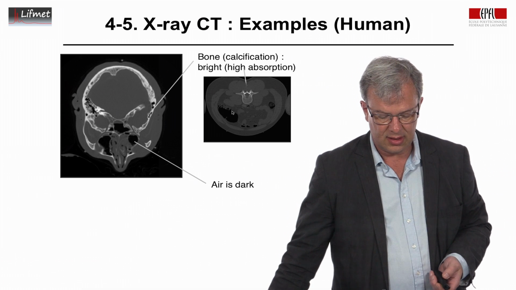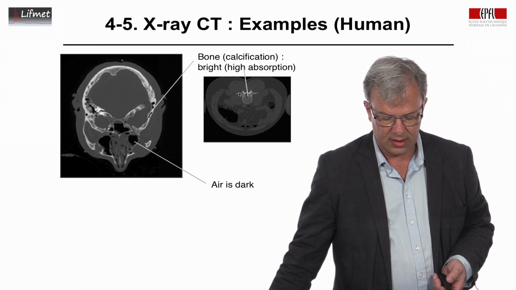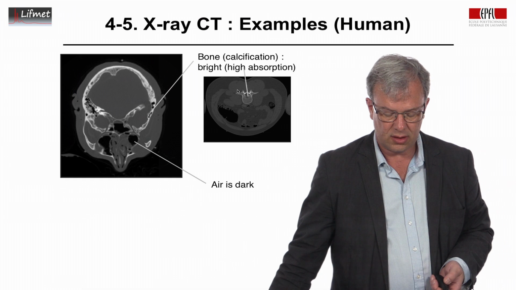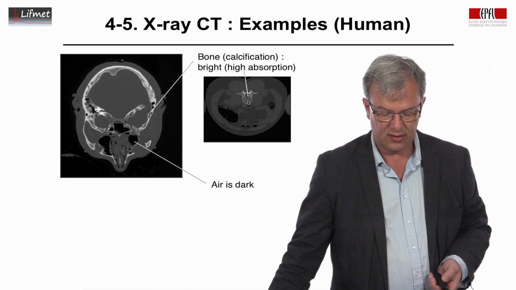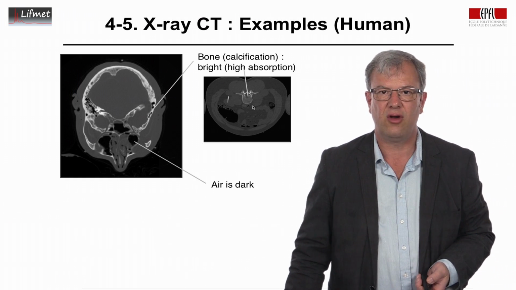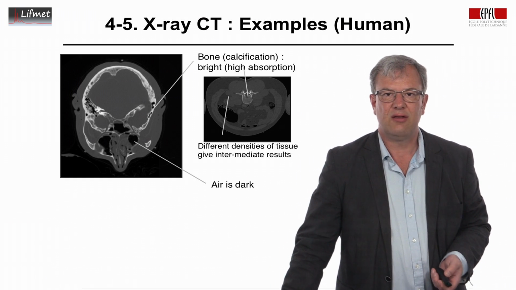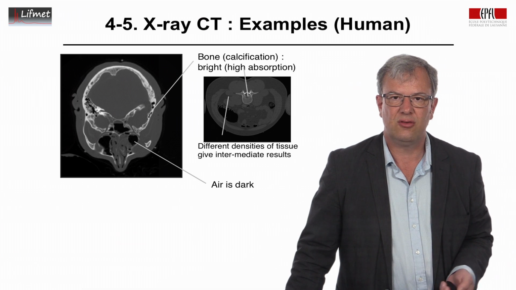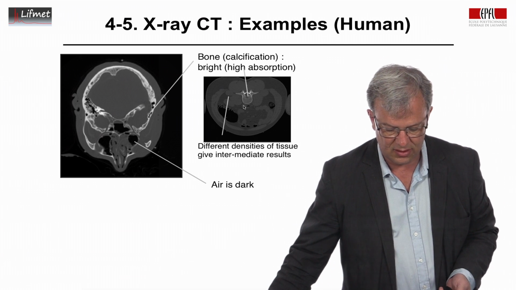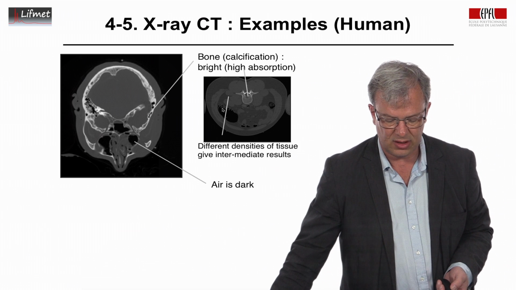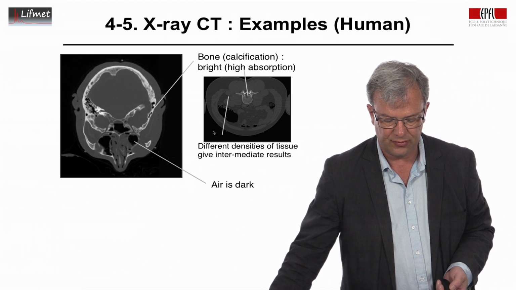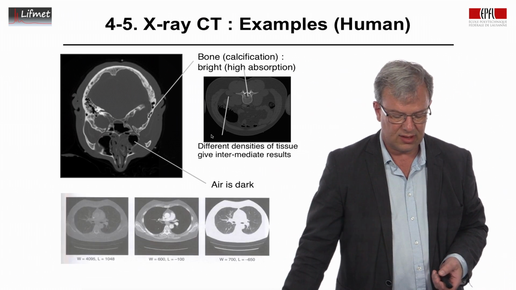We're looking here at an image of the abdomen. Now here's the spinal cord, the spine, so we're seeing again calcification, high absorption. And we have obviously different intensities of tissue that give us intermediate results. They are not so easily discernible here. We have again lungs and the air outside, very low intensity.